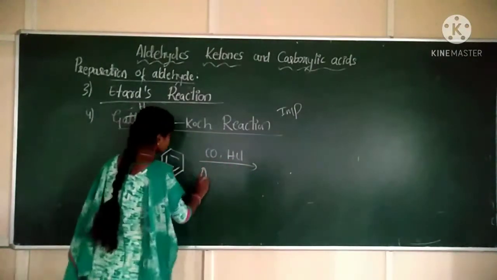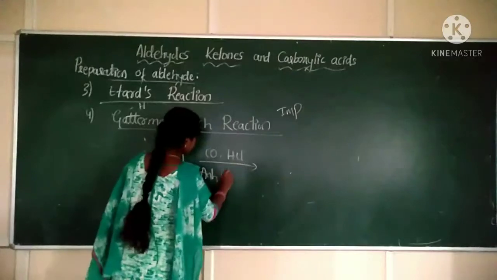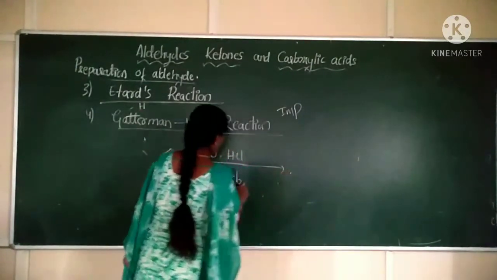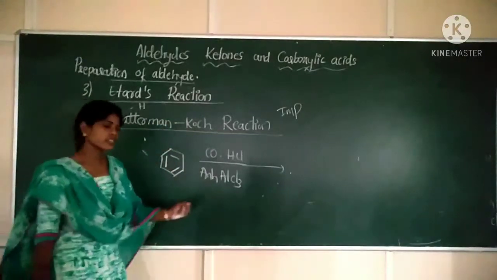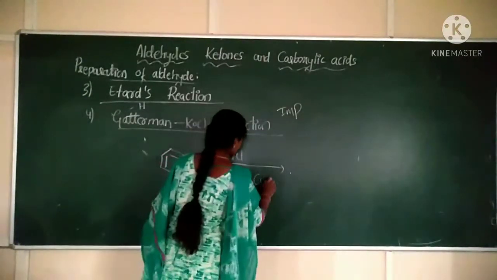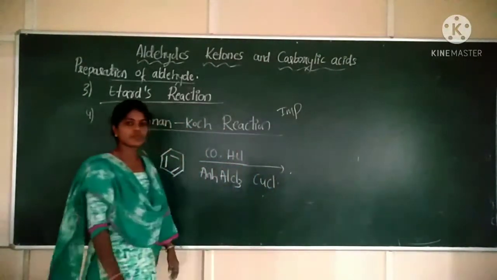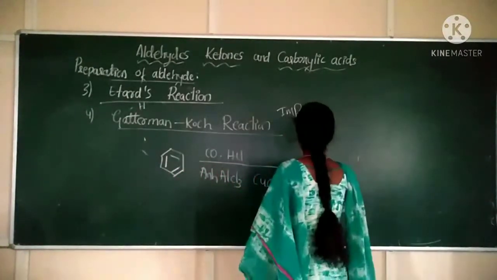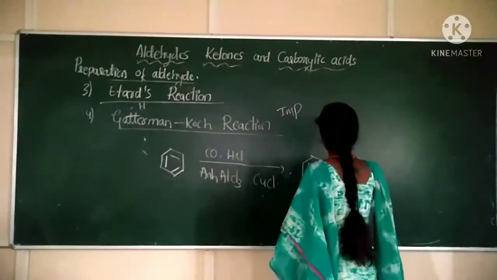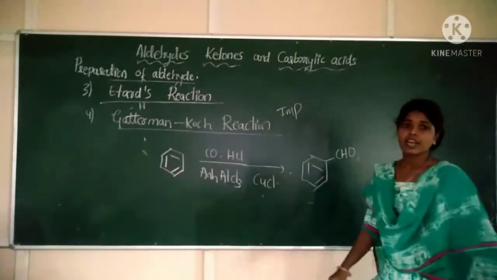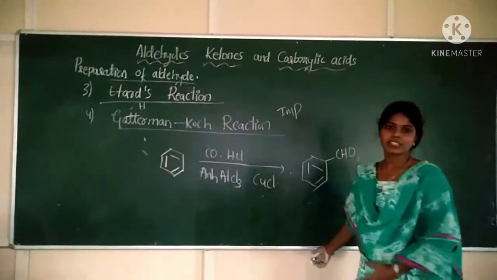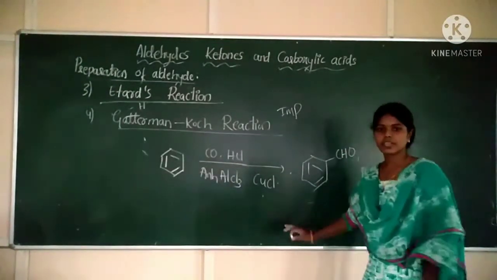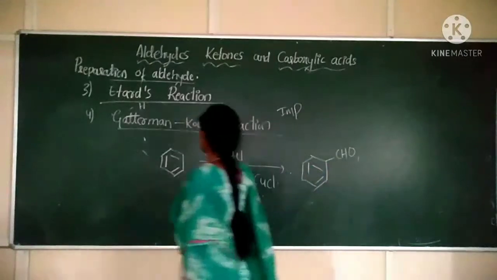In the presence of anhydrous aluminium chloride and a trace amount of cuprous chloride, CuCl, it will form benzaldehyde. What is the product? Benzaldehyde. Again, a lengthy mechanism is there, so we don't need the mechanism for the exam. We only need the reaction. So look at here how to write the reaction.